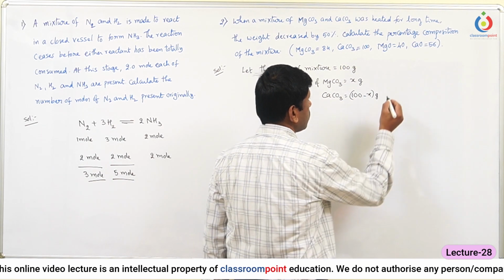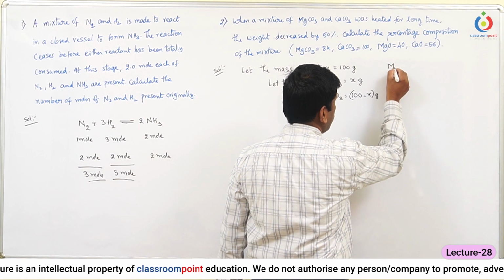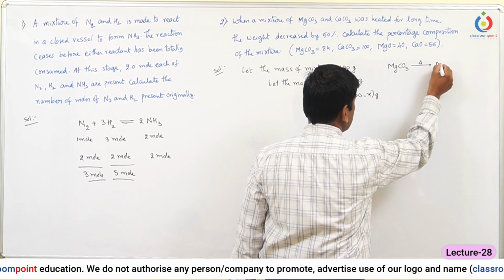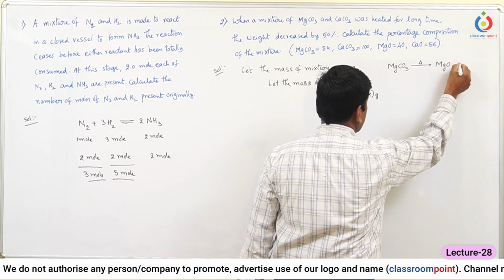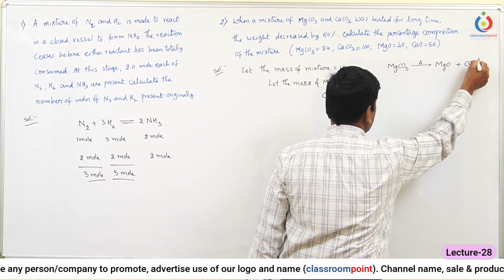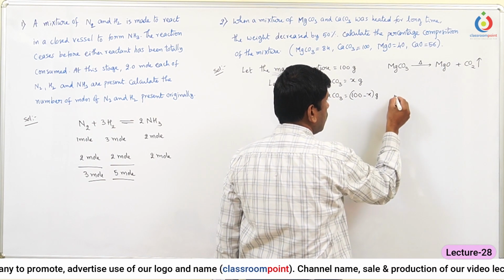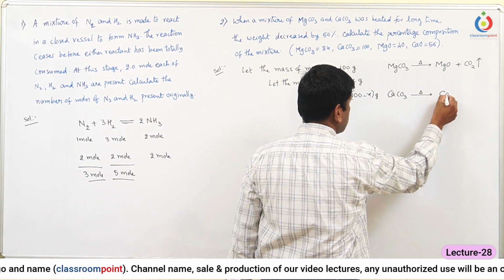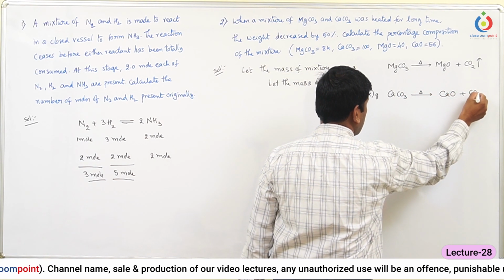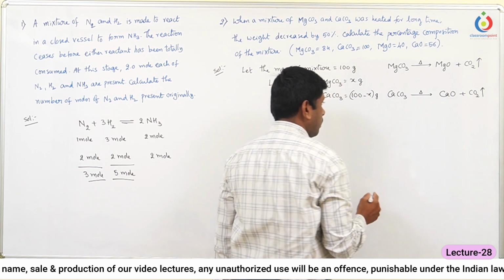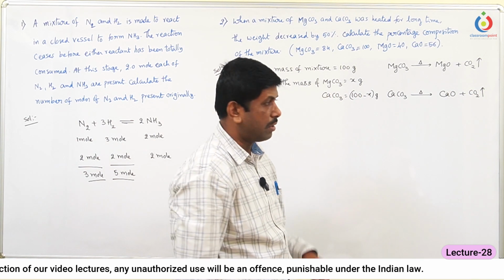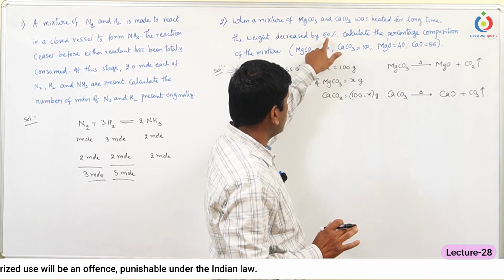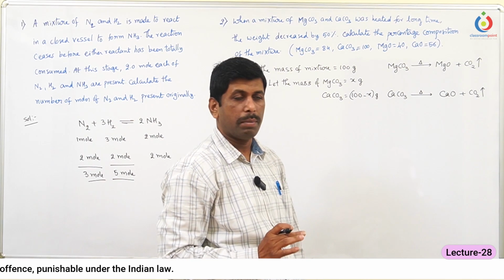So we have to write down the equation for this. Magnesium carbonate on heating produces magnesium oxide plus carbon dioxide. Being a gas, it leaves the container. And calcium carbonate on heating produces calcium oxide plus carbon dioxide. Carbon dioxide, being a gas, leaves the container, so it never adds anything to the mass. So the reduction in mass is due to the loss of carbon dioxide.